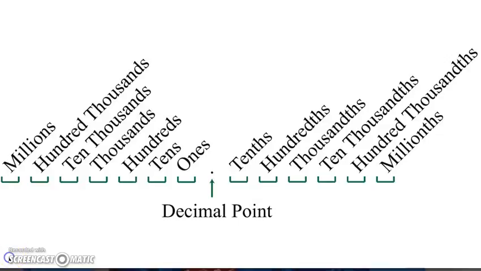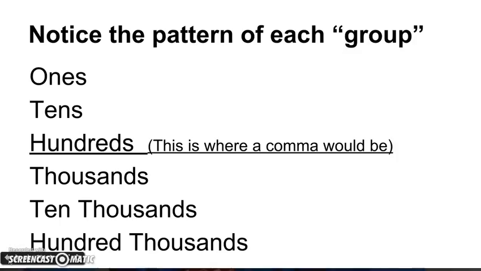Let me see if I can figure out how to click to the next screen. Here we go. So we're going to try to notice the pattern of each group. So we have the ones, the tens, the hundreds, and then this is where the comma would be. And then we're going to start the thousands, the 10,000s, and the 100,000s. We see where the comma is. It's between the ones, tens, hundreds, that's one group, and then we're going to the thousands, 10,000s, and 100,000s. And those are all one group or one family. They all are the thousands. And so there's going to be a comma holding that group together.